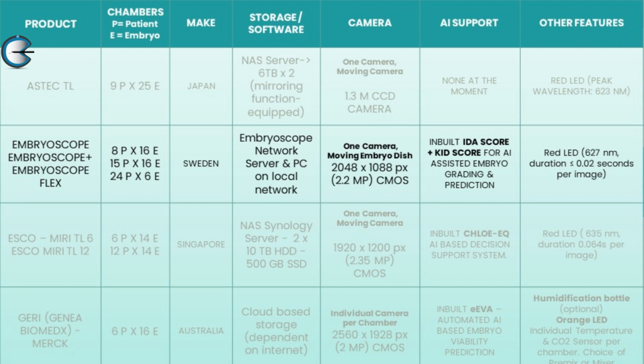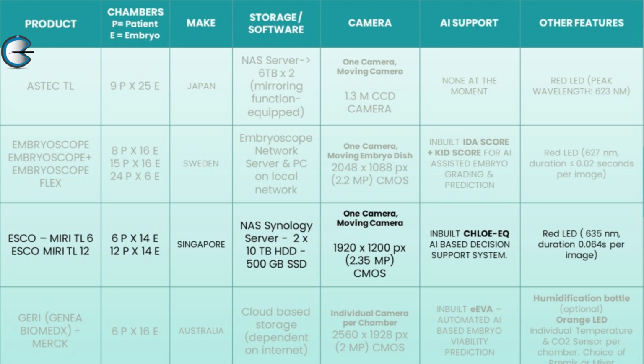The storage of the data is on the Embryoscope server. I could not figure out whether it is a Synology server or not. I could not find it out in the specification, but it definitely stores the data on the local network. It has one camera, but the difference between this and the others is that instead of the camera moving, here the embryo dishes are rotated. It uses a 2.2 megapixel CMOS camera. It has an inbuilt IDA score and KIT score for AI-assisted embryo grading and prediction.